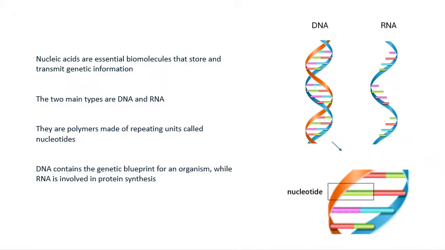And the DNA contains the genetic blueprint, or if you like, the recipe for an organism. Because what it is, is lots and lots of recipes for all the different proteins that make up the organism and that the organism needs to live. While the RNA is involved in protein synthesis, in actually making these proteins. So DNA and RNA are made up of nucleotides.